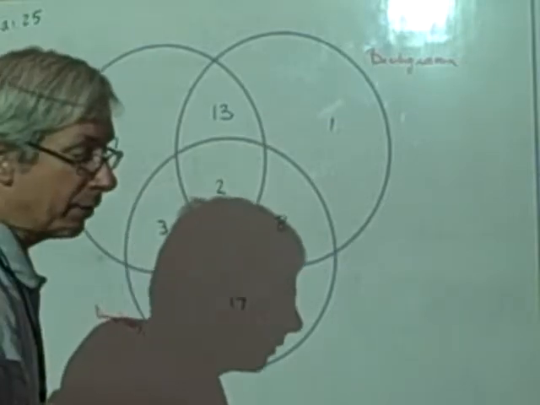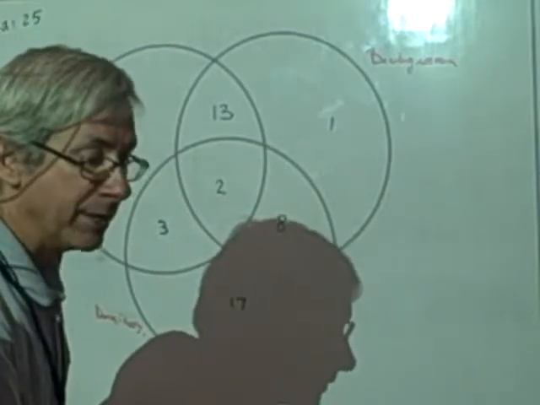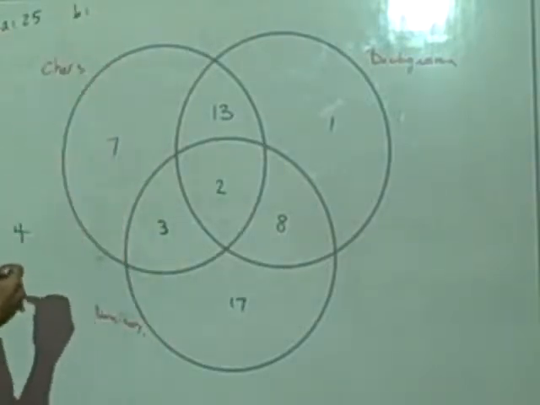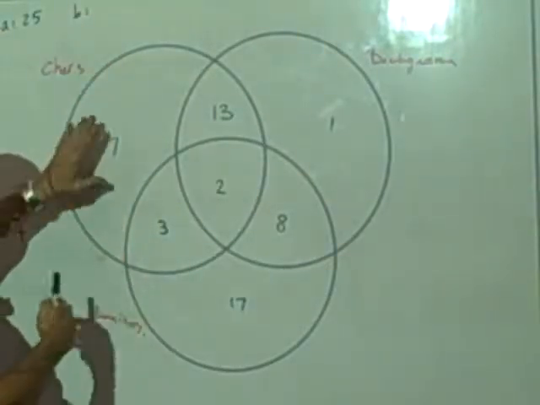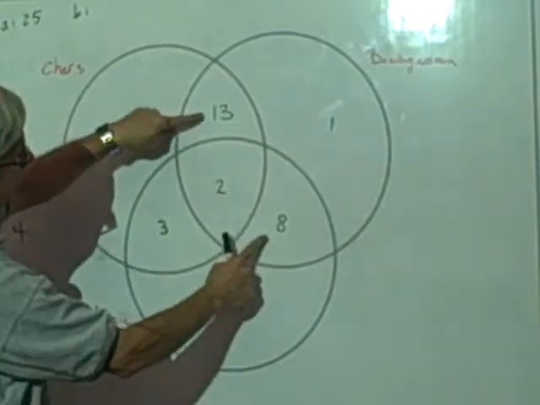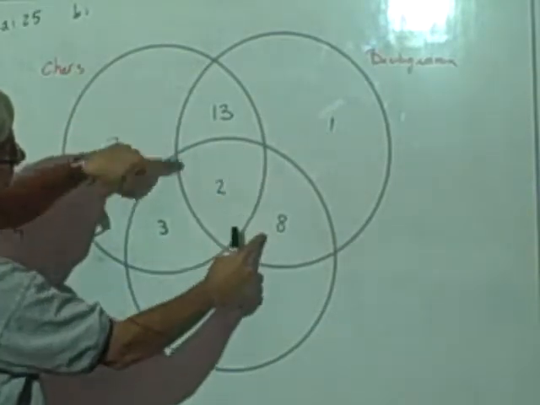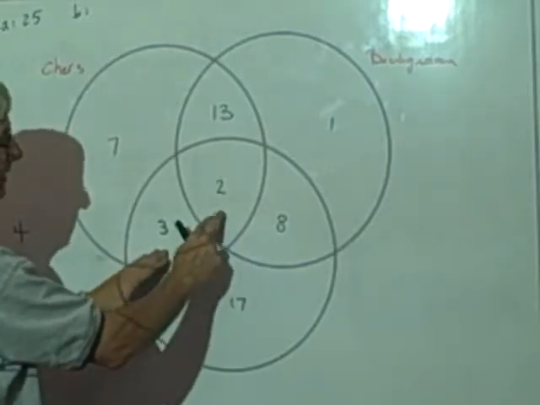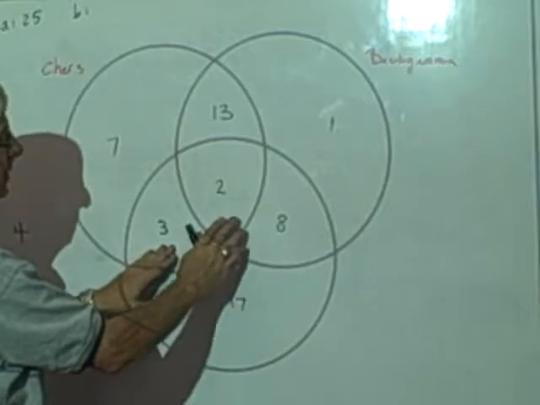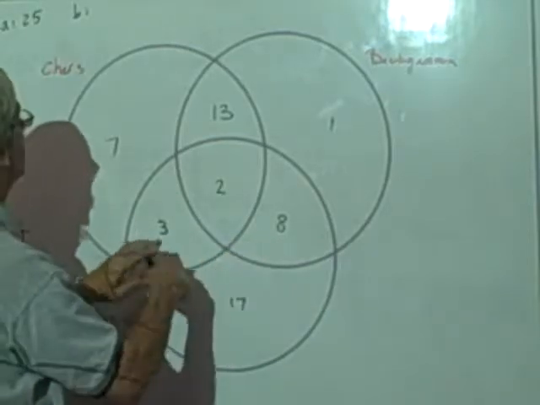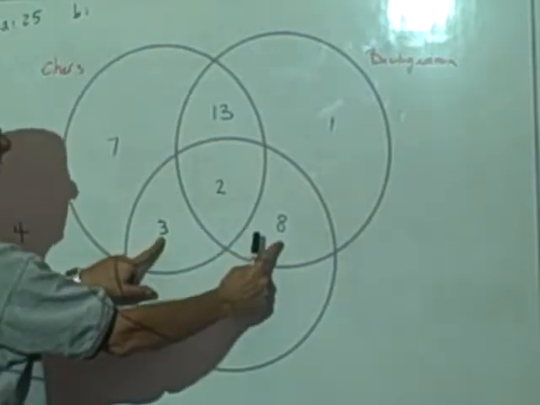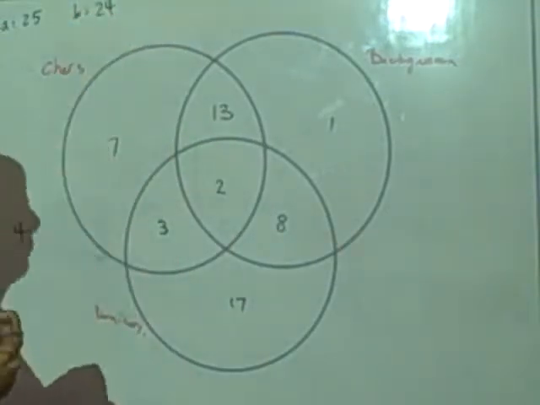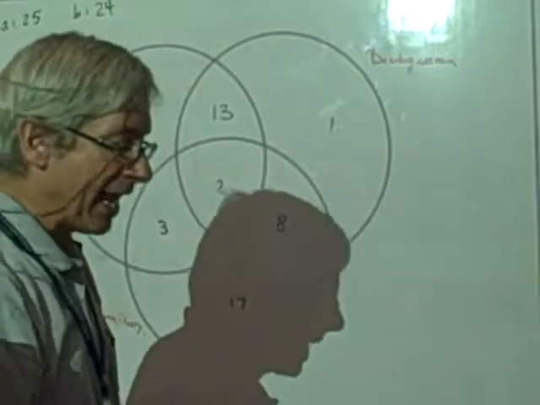Okay. Now, what else? The next one asks, how many take part in exactly 2 activities? Okay. How many do exactly 2? Well, these are the 1 activity people. These are the 2 activity people, all 3 of these double intersections. That's the 3 activity people. That's not included in the ones who only do 2 activities. So I take these and add them together. 3 and 8 is 11. 11 and 13, that's 24. 24 of them do exactly 2 activities.